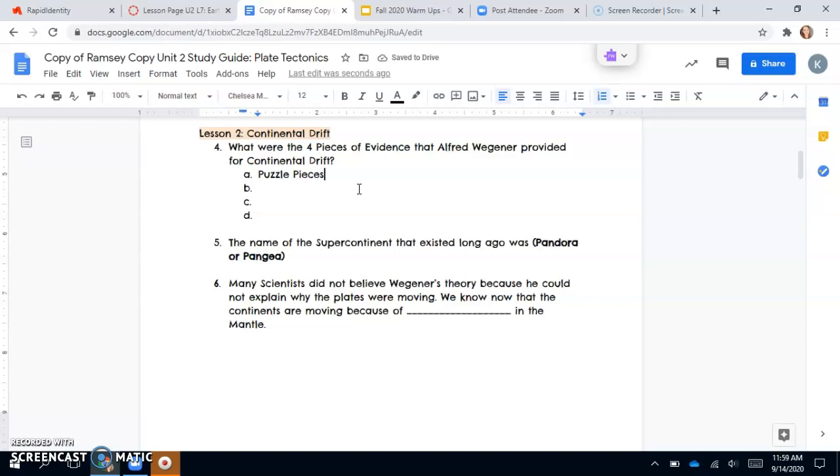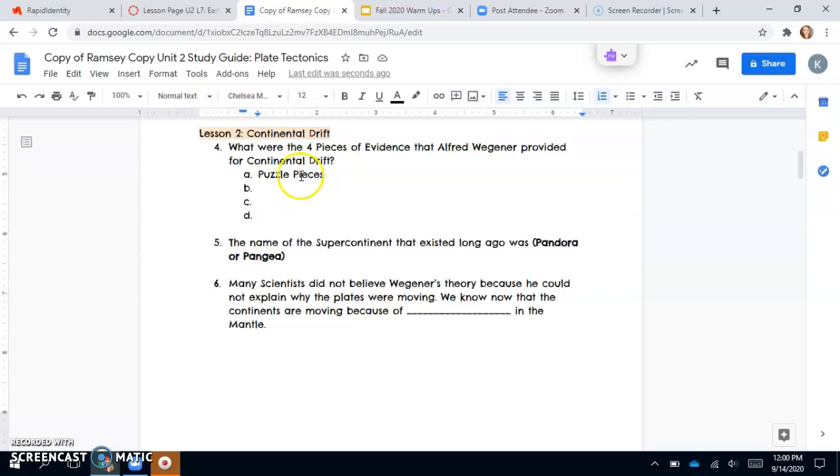When you look at the different edges of the continents on a globe, you see that they could fit together like a big puzzle. So this was his indication that the continents were once together in one large continent, and over time they had moved away from each other. So they broke apart and they moved away.